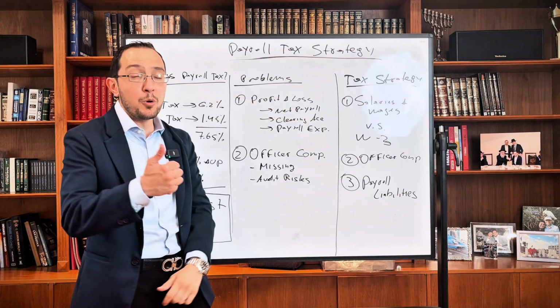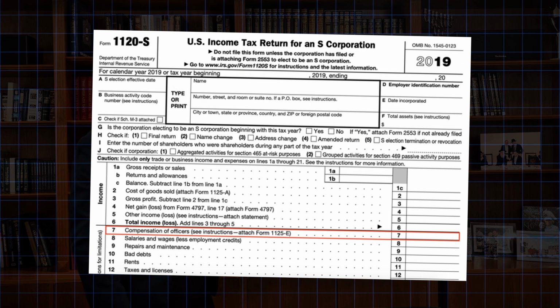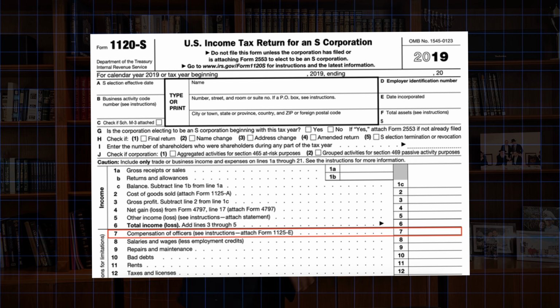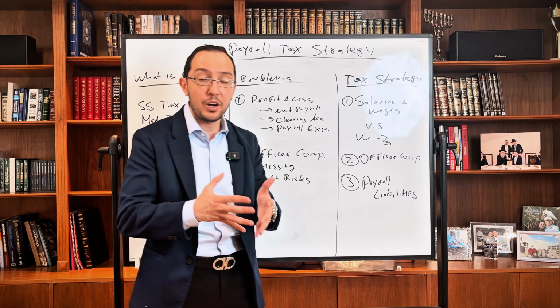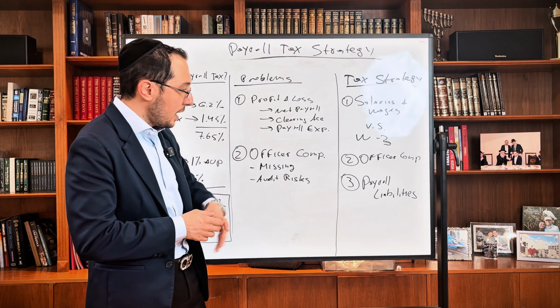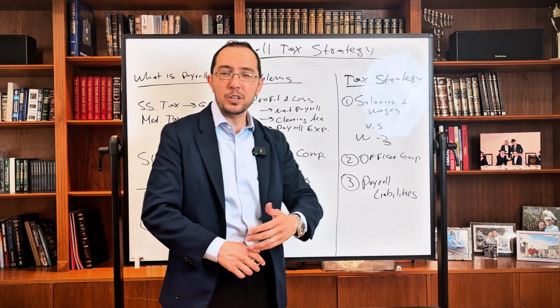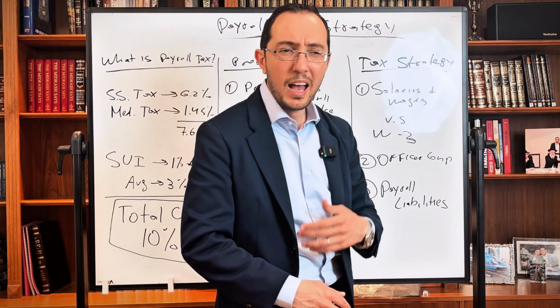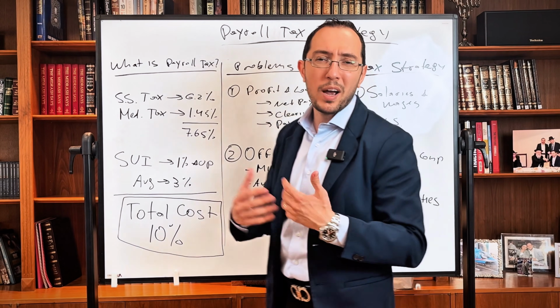The most important thing here is to make sure that the officer compensation line 7 of an S corporation or even on a C corporation is listed. There is a number there. If you don't have a number, it may trigger an audit. At the same time, take a look at your payroll liabilities. Question your accountant, your bookkeeper, whoever's working with you. Hey, I see payroll liabilities on my balance sheet. Why is there a number, and why is this number high?